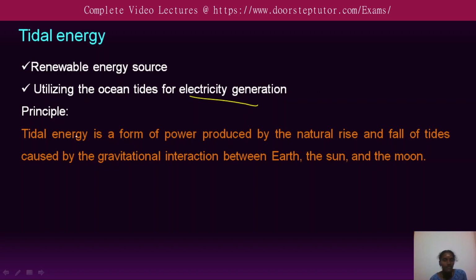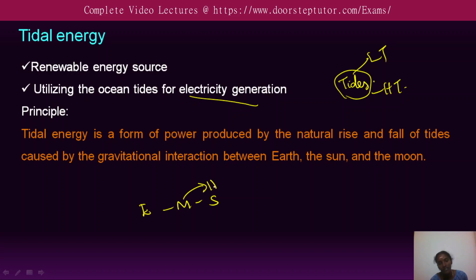The tides in the sea usually occur because of the gravitational pull between the earth, moon and the sun, and these tides are of different types, that is, low tide as well as high tide. When the earth, moon and the sun are in a straight line, the gravitational field influences the high tide.